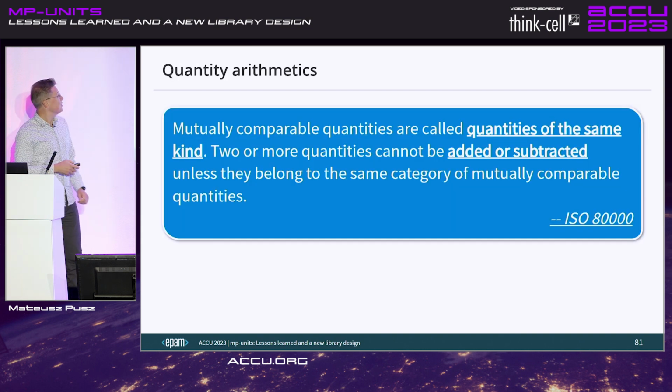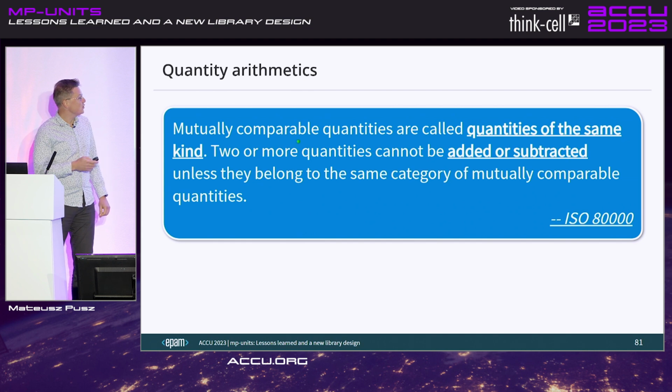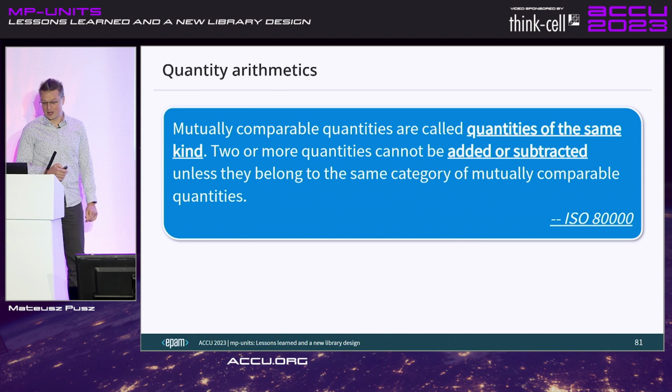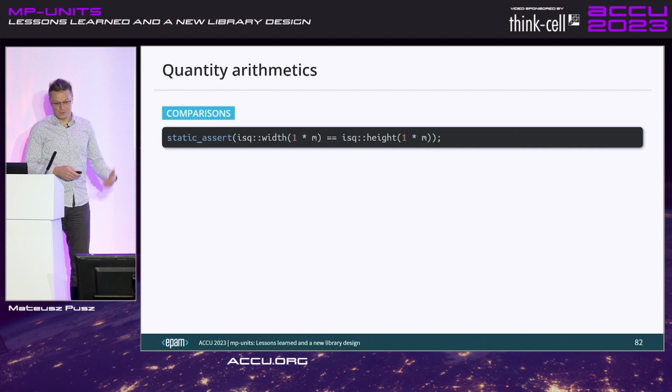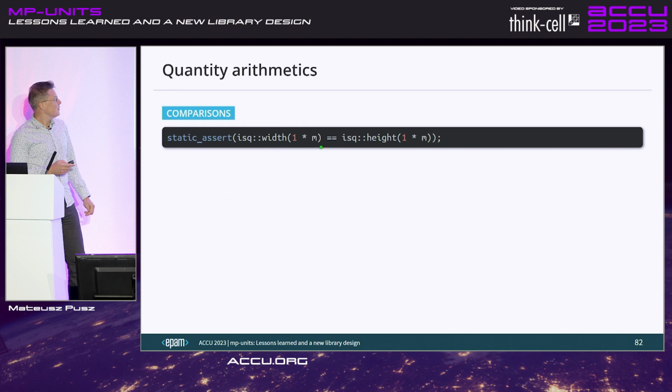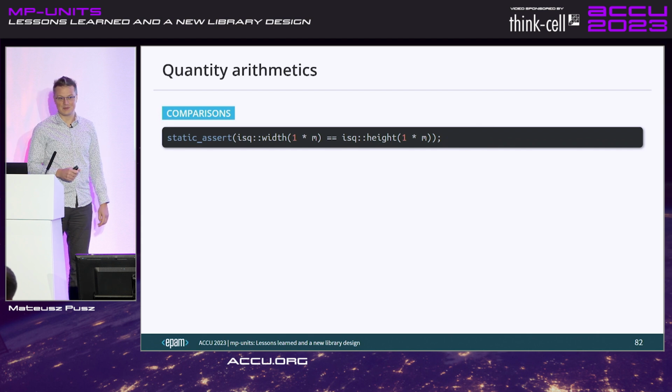All right, so quantity arithmetics. As ISO 80000 says, mutually comparable quantities are called quantities of the same kind. Two or more quantities cannot be added or subtracted unless they belong to the same kind. So this is exactly what you can do with this library. It may first look to you like violating type safety, but I thought about it many days, and I assure you it has some sense.